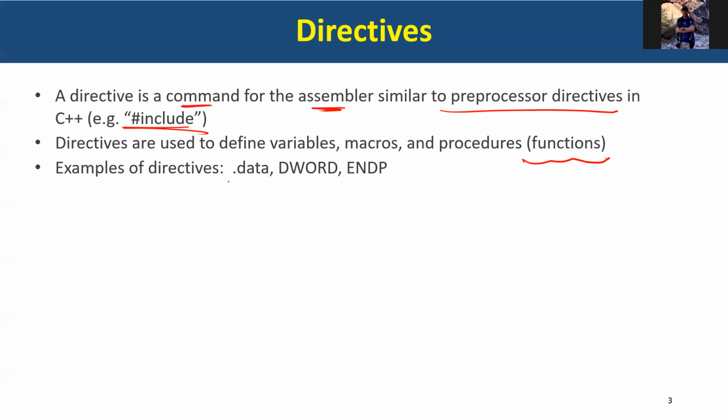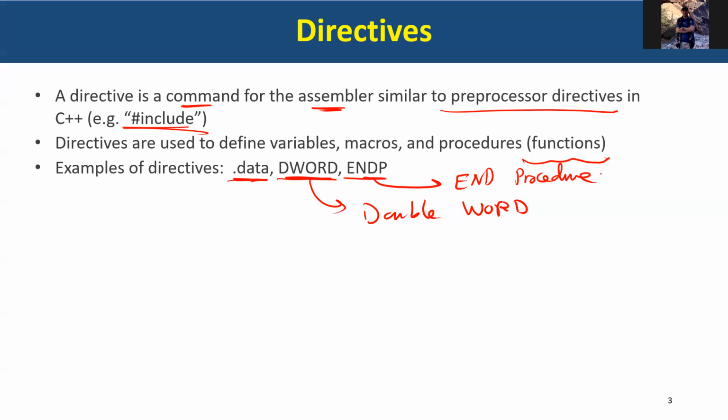Examples of directives include .data, which defines a data segment. Once we write .data, we tell the assembler that the following will be part of the data segment. DWORD, which means double word, defines that this variable, for example, is a double word, which means, since the word is 16 bits, this variable will be 32 bits. ENDP, which means end procedure, is also a directive that tells the assembler this is the end of some procedure.